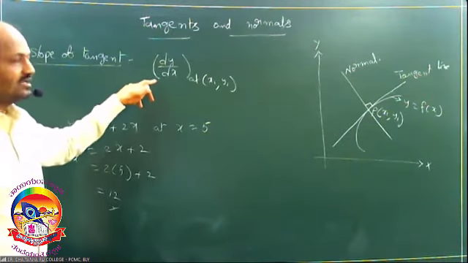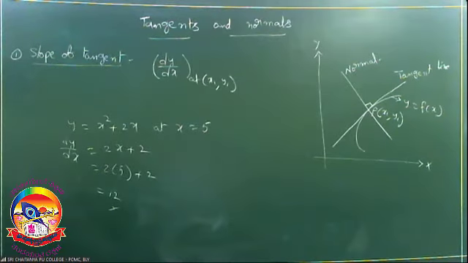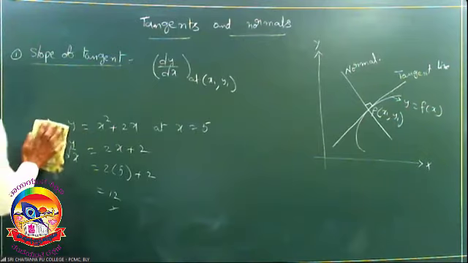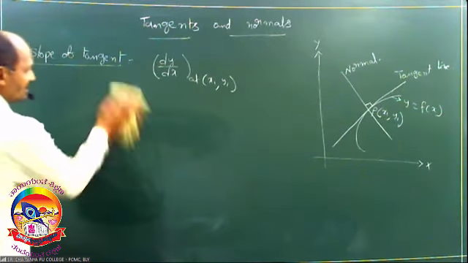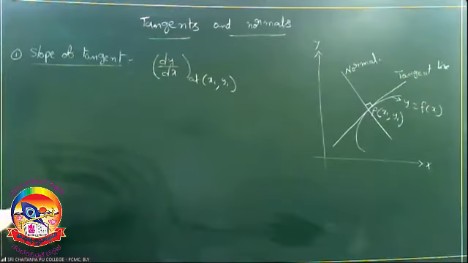That means clearly find dy by dx and substitute that given point. We get dy by dx. That dy by dx is called slope of tangent of that given curve at the indicated point. It is slope of tangent. Slope of normal.